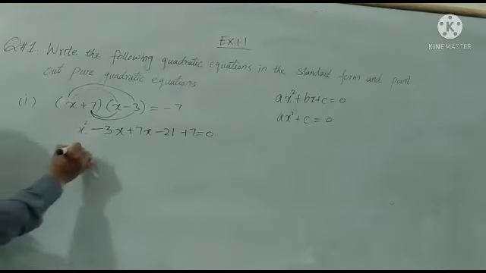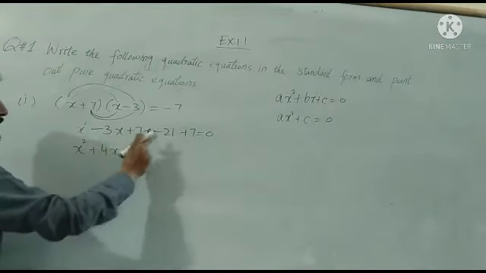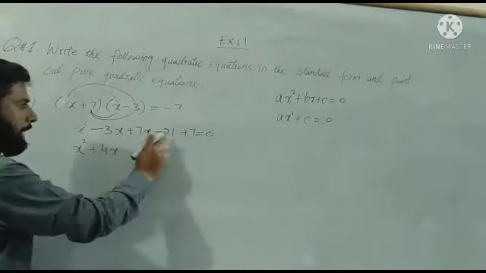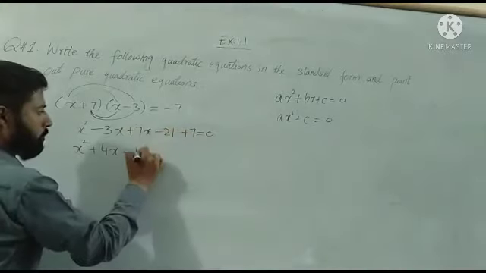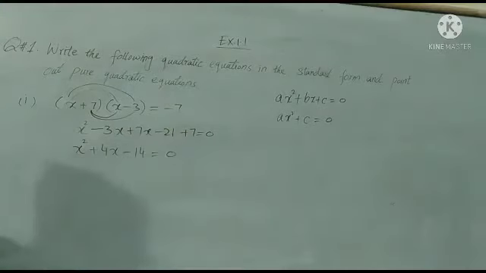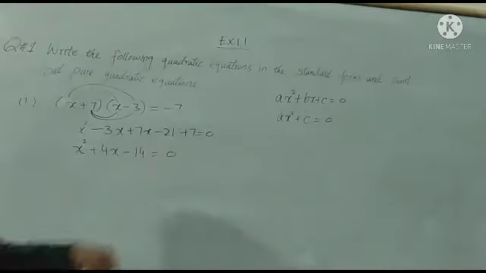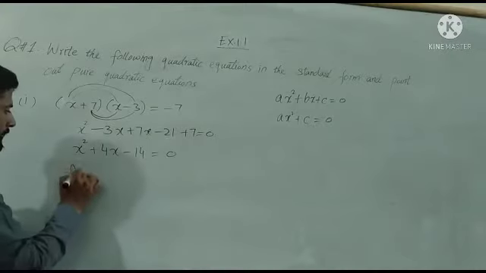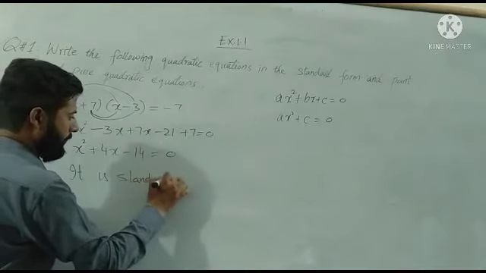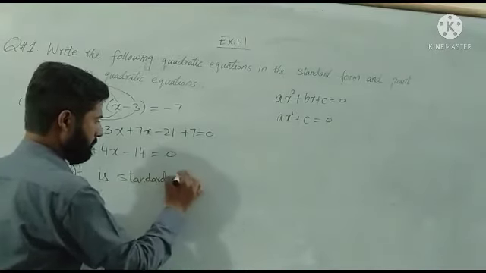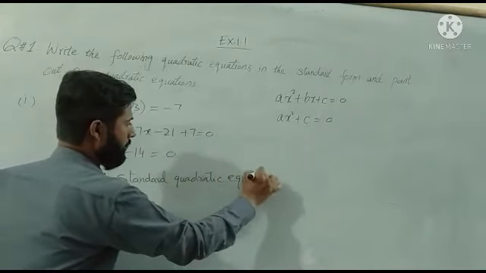Now we have to simplify it. It will be x squared, minus 3 plus 7, the answer will be plus 4x, and minus 21 plus 7: the greater value, that is 21, its sign is minus, so we will write minus 21 plus 7, which is minus 14, is equal to 0. Now we can see that there are three terms: 1, 2 and 3. It means if there are three terms, we will write it as the standard quadratic equation. It is standard quadratic equation.